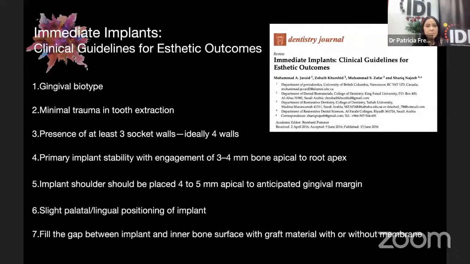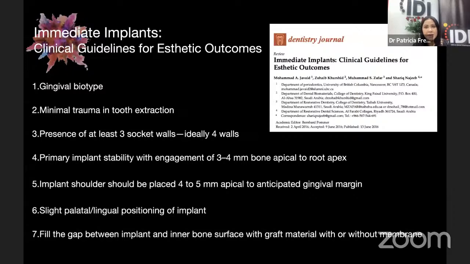Then the fourth is primary implant stability with engagement of 3 or 4 millimeters of bone apical to the root apex. This is very important because we know that immediate loading or immediate implant is very much related to the stability of our implant. So this topic is also critical. Fifth, implant shoulder or platform should be placed 4 to 5 millimeters apical to the anticipated gingival margin.